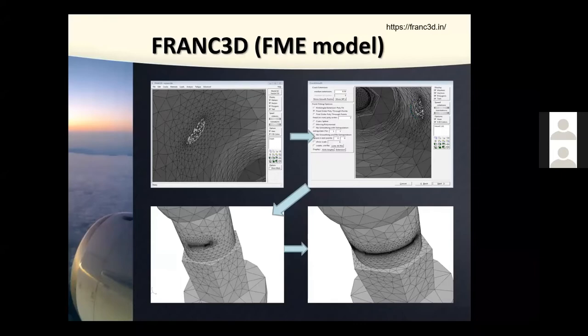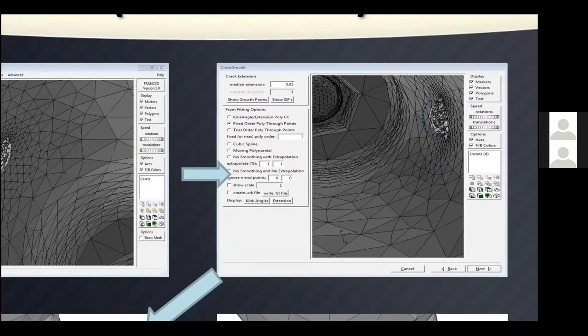That's one side of the story. The other side of the story: when using 2D models in NASGRO or in Frank 2D, you are calculating the value at the crack tip. So there is only one node at which the software calculates the value of stress intensity factor. But here we're talking about a crack front. And you can see here these blue and green dots are representing this new crack front. So now we have more than one node, more than one point, because this crack can grow in 3D.